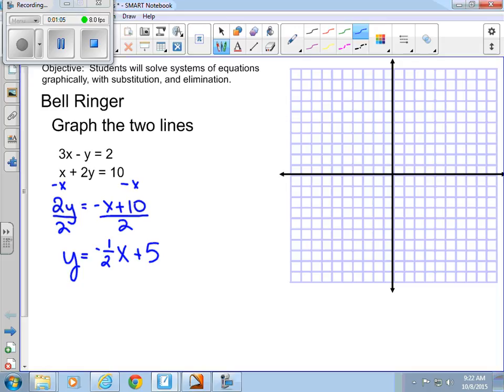5 is the y-intercept. Down 1, right 2. Normally I don't plot very many points, but for this particular problem, I'm going to do quite a few, just to get the accurate line.